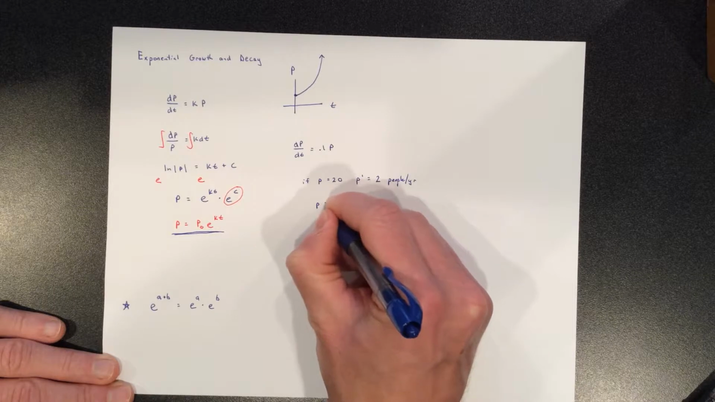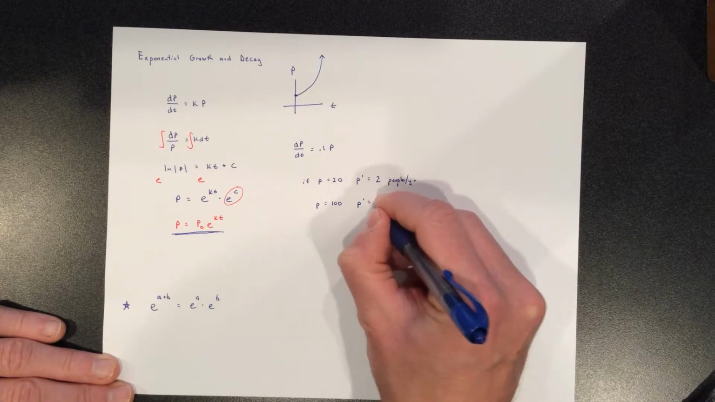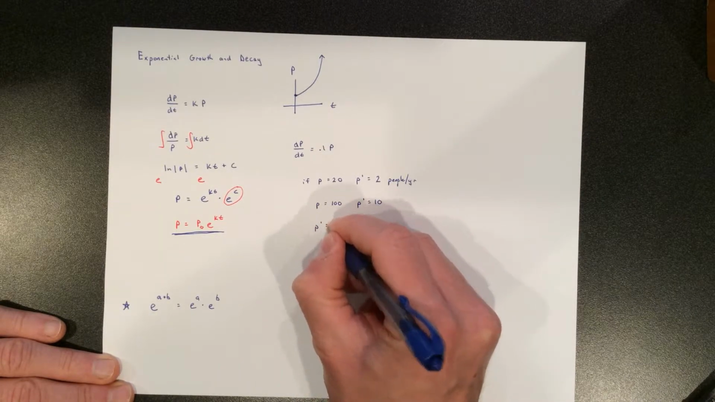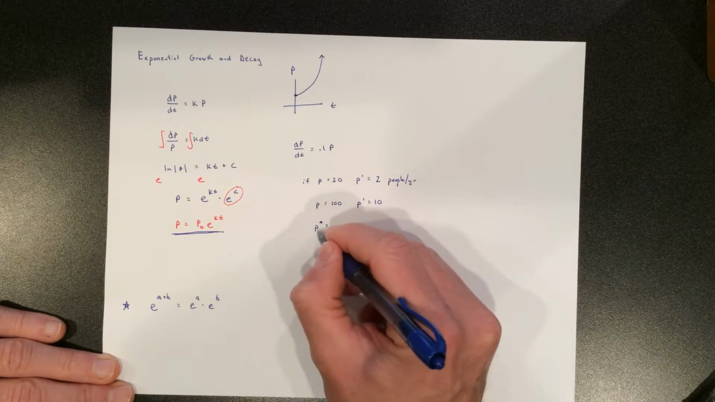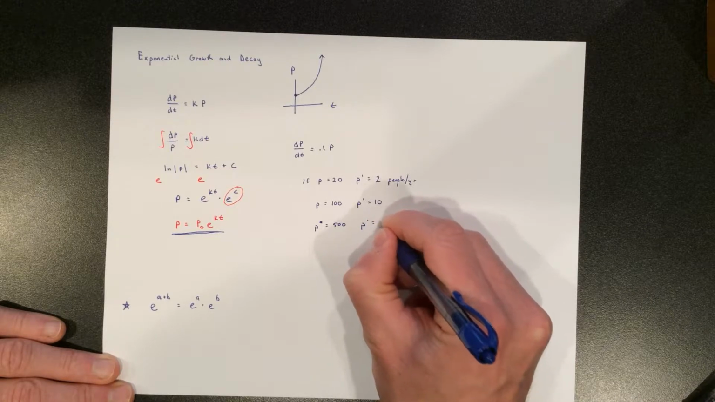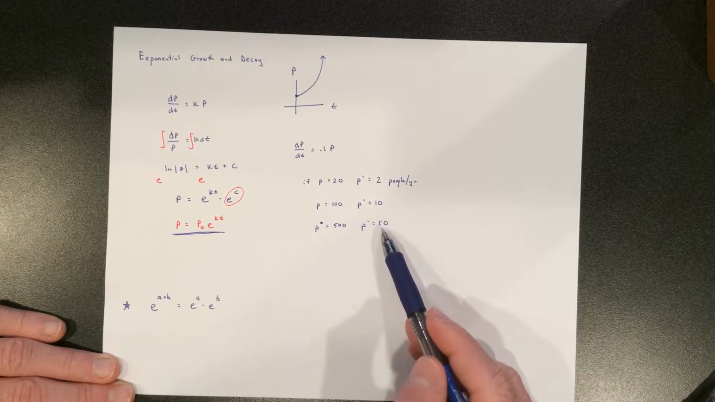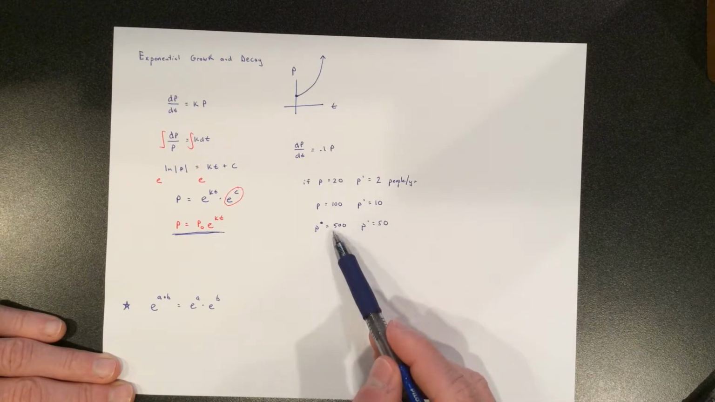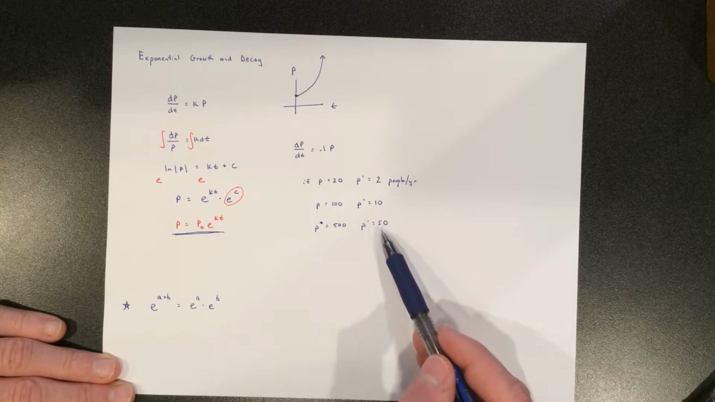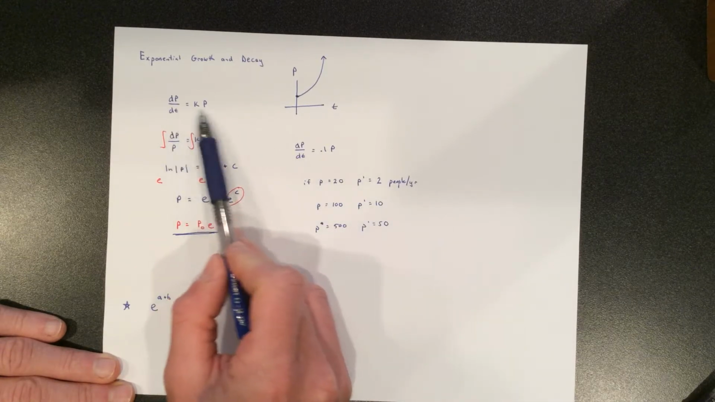Well, what if P was 100? So our population is bigger. Well, P prime is then 10 people per year. What if P was 500? Well, then P prime is 50. So do you see how the growth rate is always just going to be 10% of the population? That's what this says. The growth rate is getting bigger and bigger, but it's still growing by a percentage. That's what it means to grow exponentially.